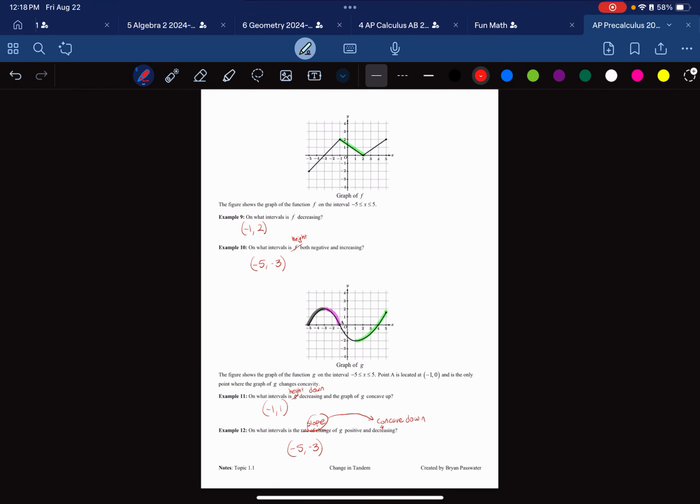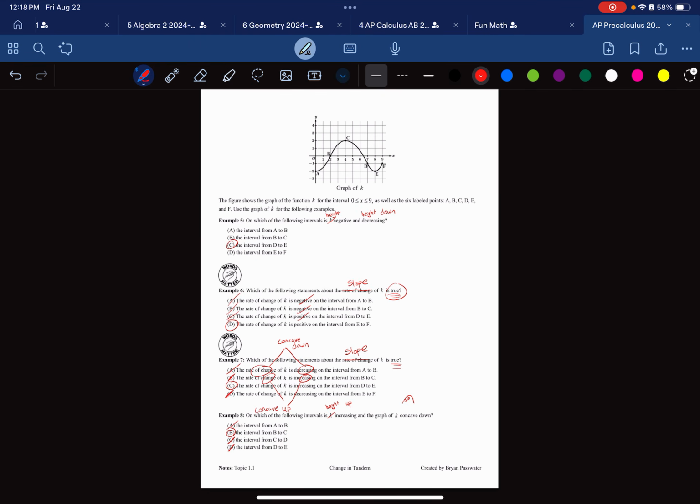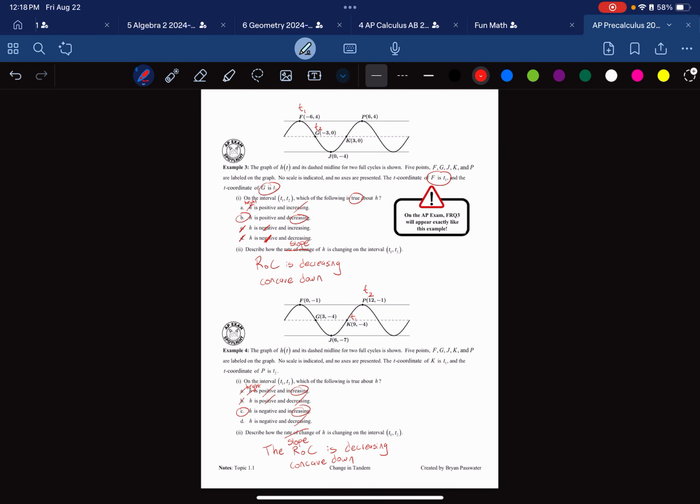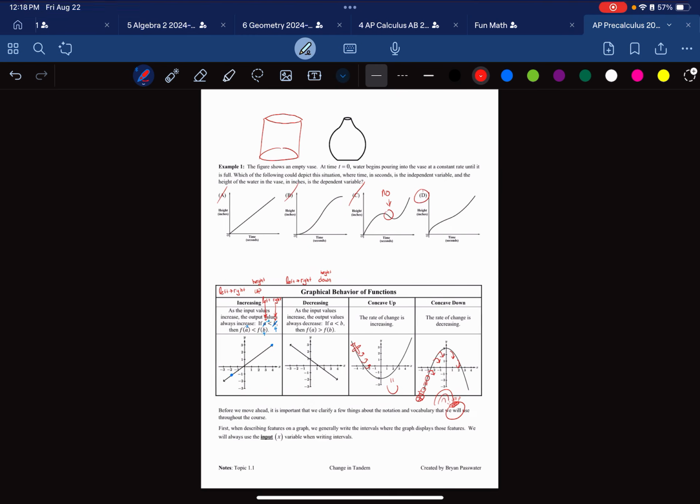All right, that does conclude the notes for topic 1.1. Let's go ahead and see all the pages. There's the last page, second last page. There they are, in all their glory.